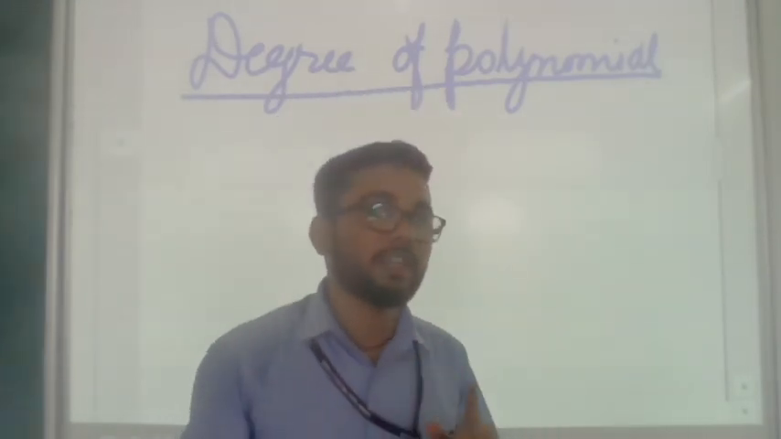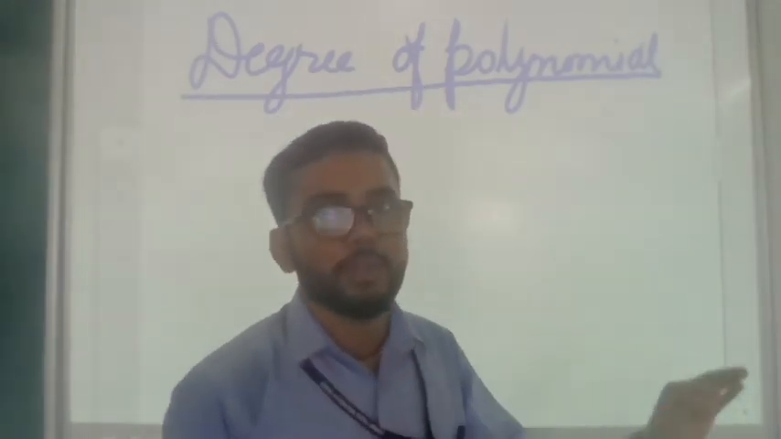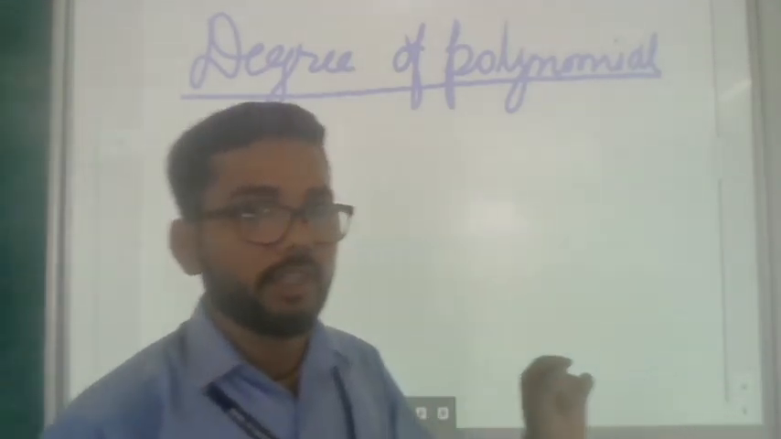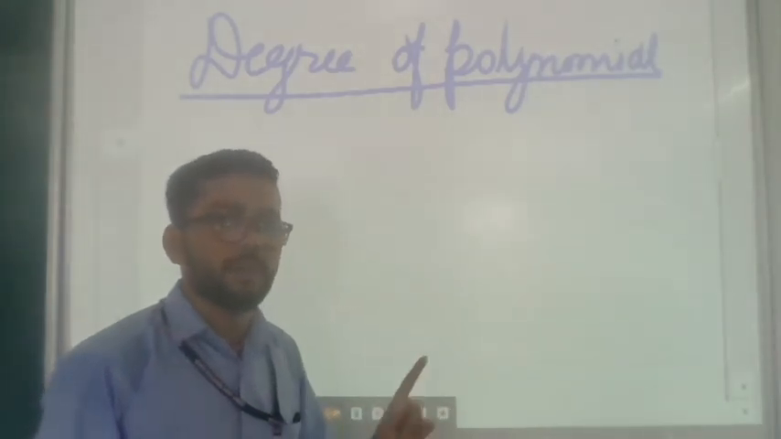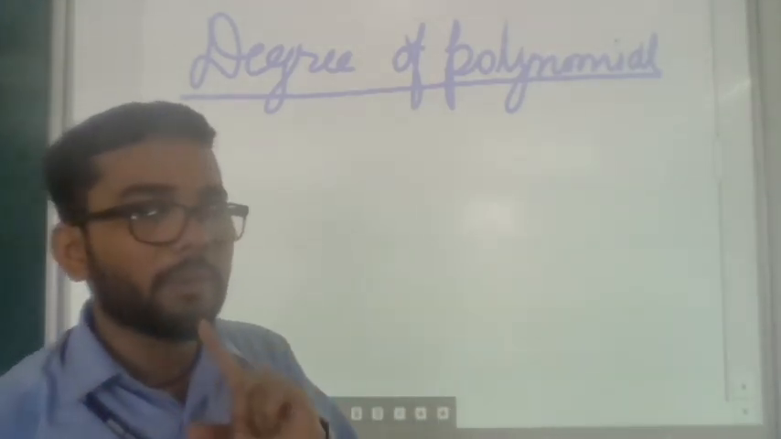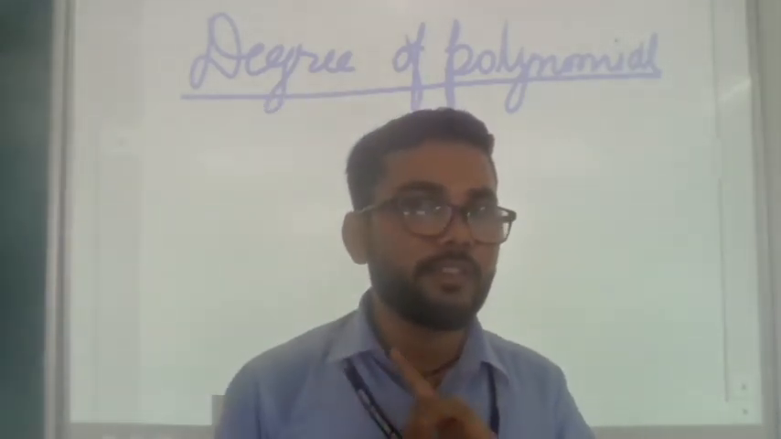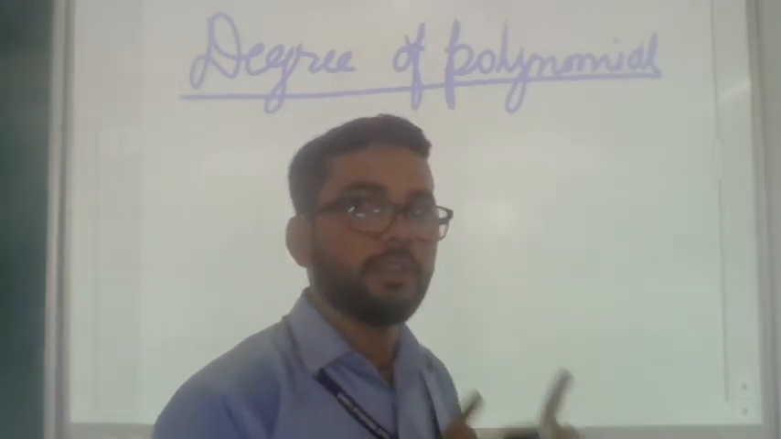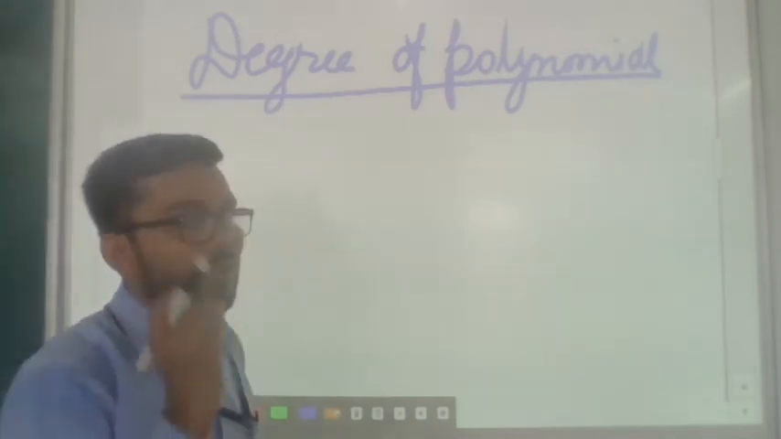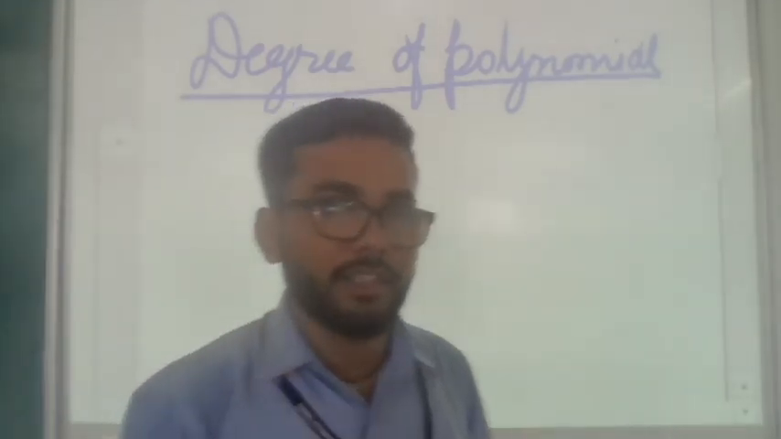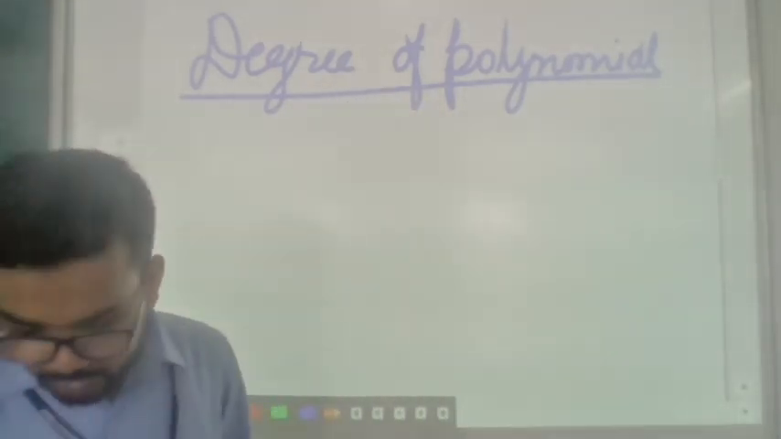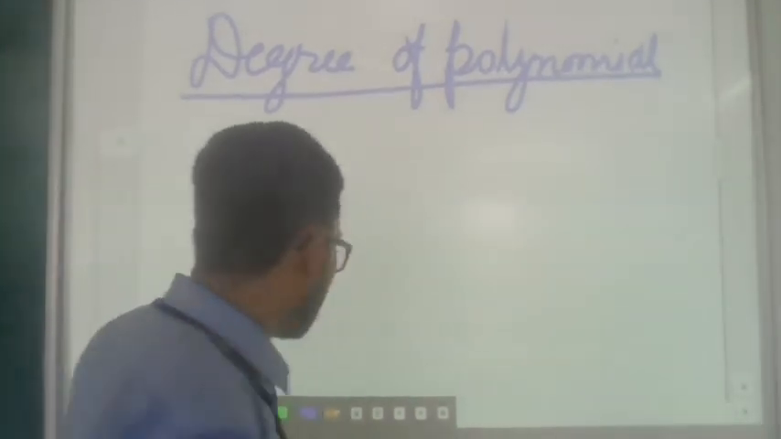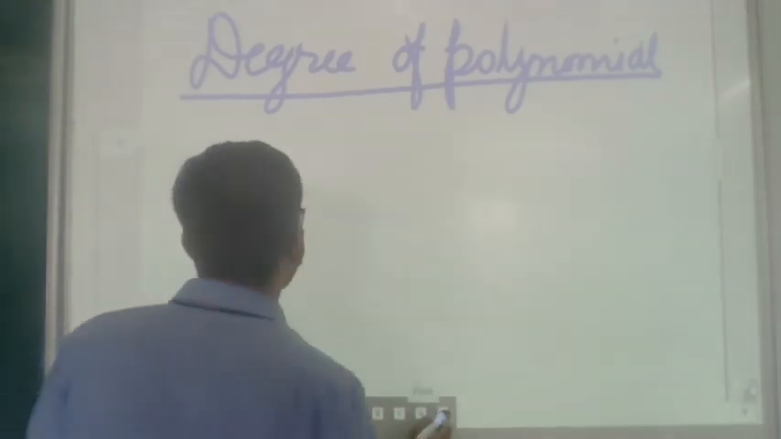Just remember that every variable in the polynomial has a positive integer as a power. It consists of a whole number as a power. The power of a variable can never be a fraction or a negative integer. It is always a whole number, a non-negative integer. Okay. So now we will see what the degree of a polynomial is. First write what the degree of a polynomial is.